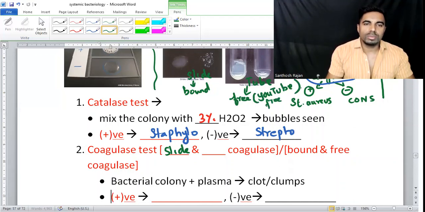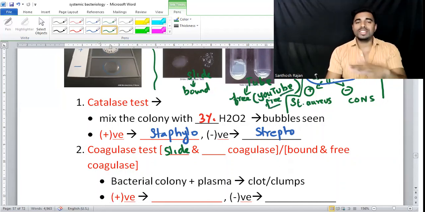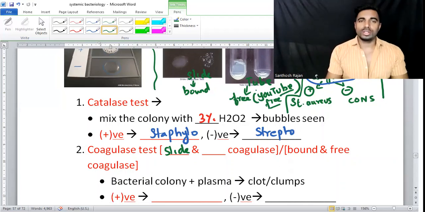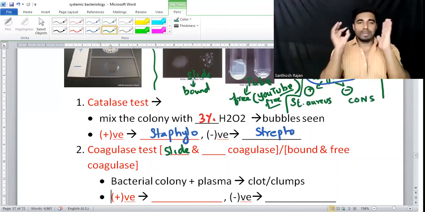This is the best way to remember: tube, free coagulase. You can have a question: which of the following is called a free coagulase? It means tube coagulase. We can do coagulase either by slide or by tube. If that comes positive, that is your Staphylococcus aureus. Please fix it in your mind.